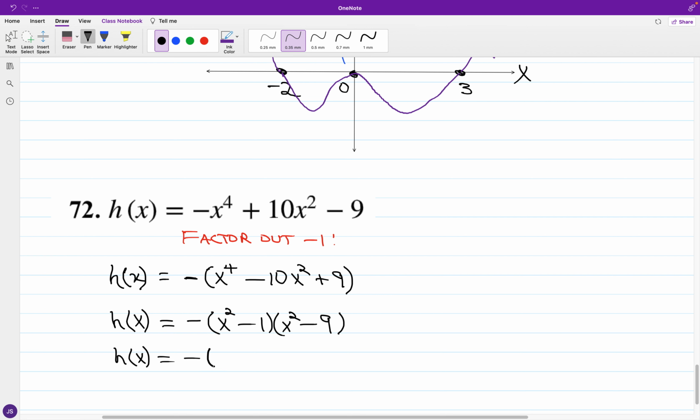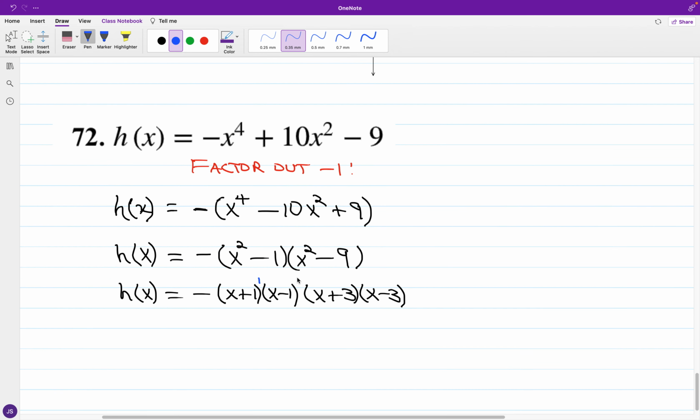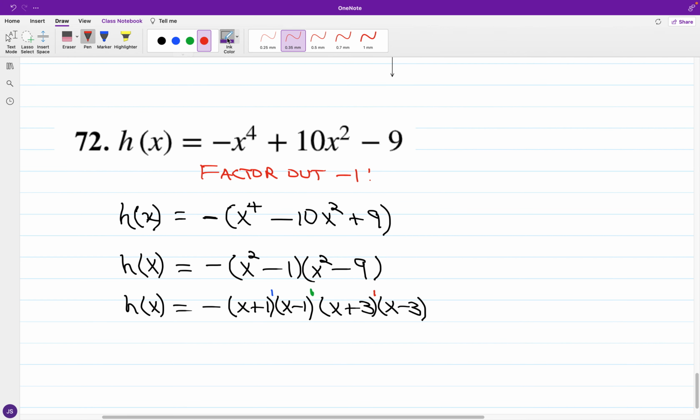So for x squared minus 1, this will factor out to x plus 1 and x minus 1. And for x squared minus 9, this will factor out to x plus 3 and x minus 3. All right. And again, if I stress the degrees, since there are no explicitly raised powers, all these variable factors in x will be to the first power.